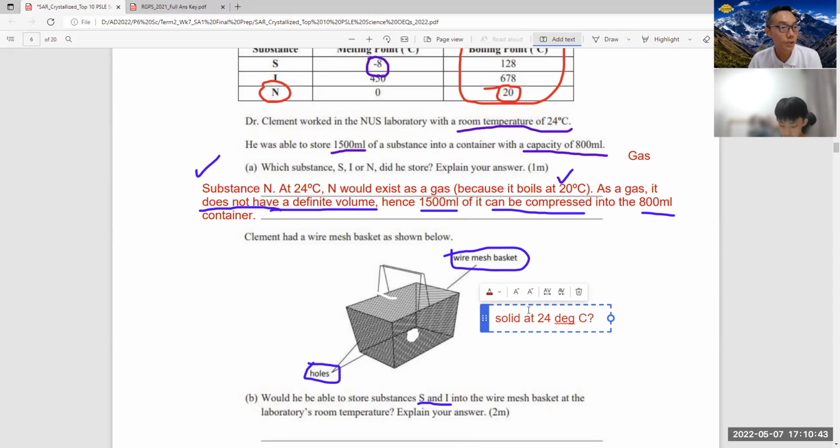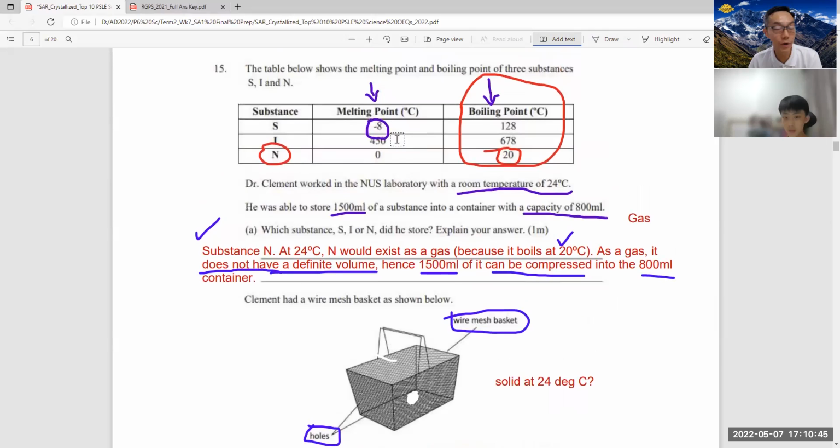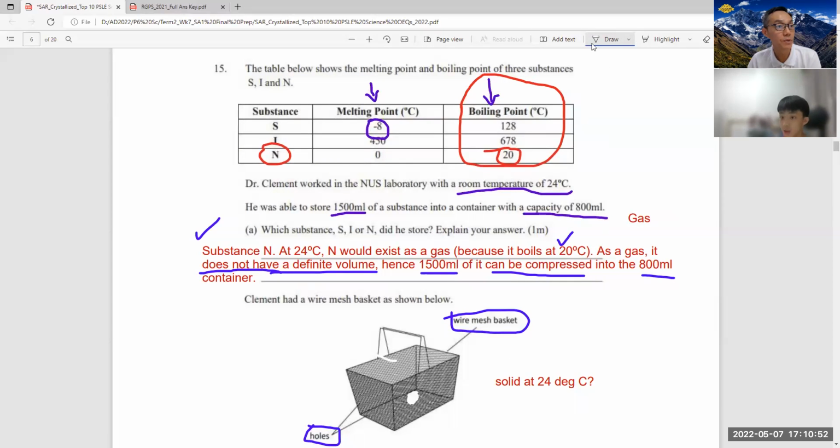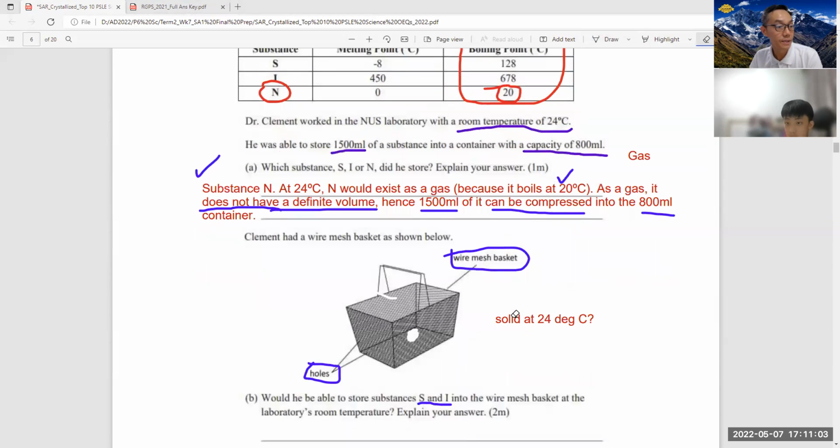So you look at the melting point. Which substance melts above 24 degrees? There's only one, it's 450. So between S and I, because they only ask about S and I, he can only store what? I, because S will become what? Liquid.